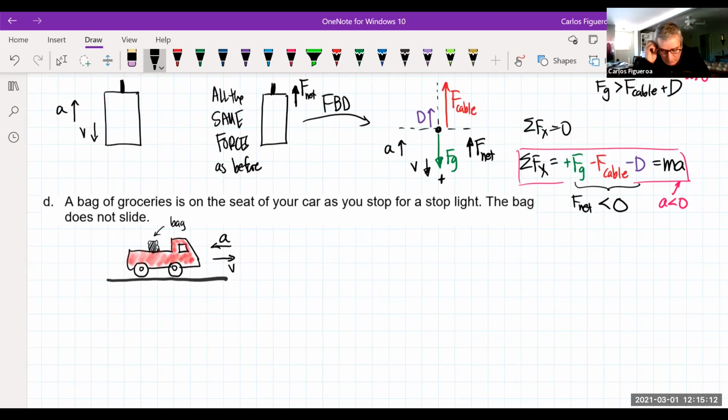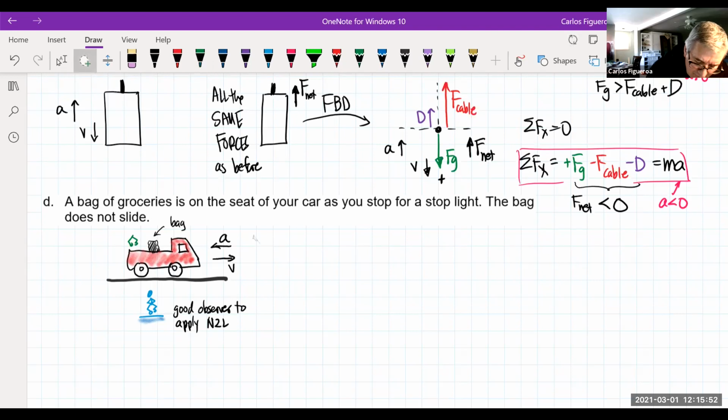Now, what do I know? Question is, where's the observer? If you're this observer, where you're literally at rest on the ground here, then we know that this is a good observer to apply N2L. It's an inertial observer. It's on the ground. Now, if I had an observer right here, let me move this down a little bit.